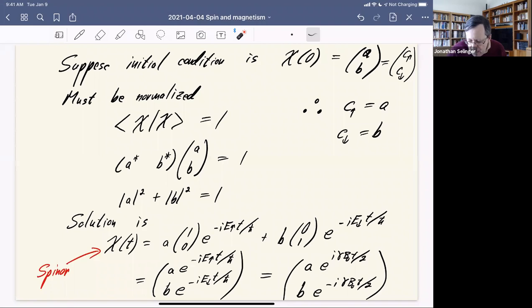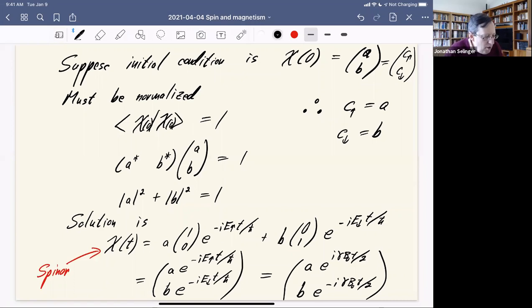So this now is a wave function, and it's a normalized wave function. That is, it starts normalized at time t equals 0, and it stays normalized as we evolve. I set things up so that it was normalized at t equals 0, but then it stays normalized as a function of time.